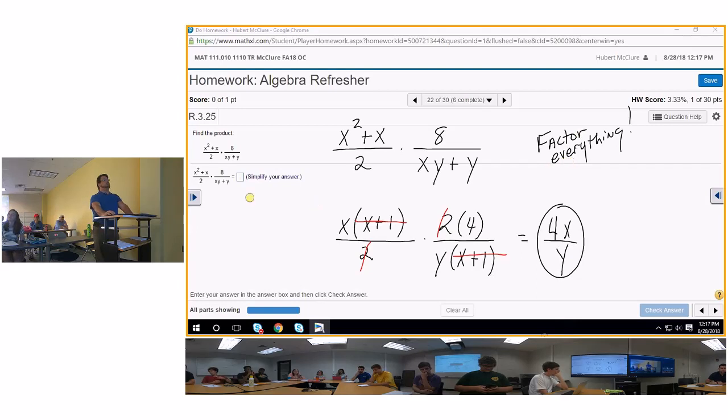Now what if that was x squared plus x over 2 divided by xy plus y over 8? What do you do when you divide by a fraction? Multiply by the reciprocal, so it's the same thing. Remember that. Write that down. Because even with a complex rational, you multiply by the reciprocal when you divide.